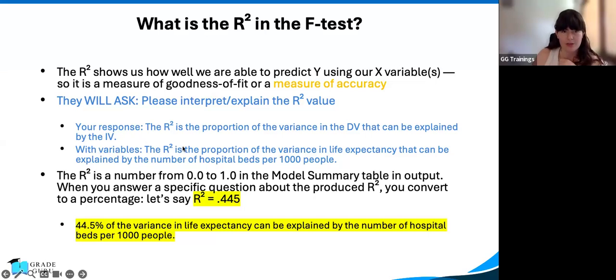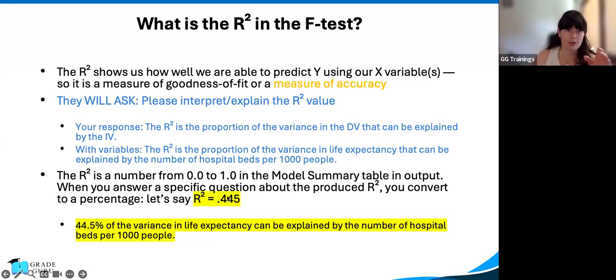So with your variables, it would say something like the R square is the proportion of the variance in life expectancy that can be explained by the number of hospital beds per 1,000 people. Your R square in your output is going to be a number from 0.0 to 1.0. In the model summary table, which is your very first table that you get in your output, when you answer a specific question about the produced R square value, you convert to a percentage.